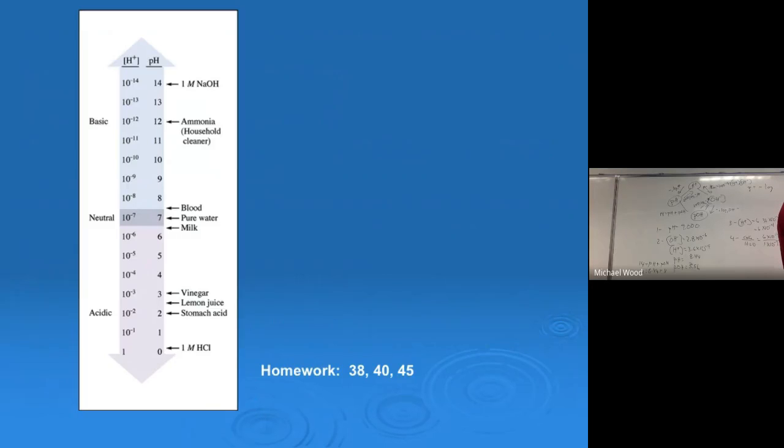Okay, and here's vinegar, lemon juice, stomach acid. Now we just talked about Coke. So again, things that we ingest, we eat or drink, those are acidic. But up here, ammonia, household cleaner, sodium hydroxide, again a cleaner, they are basic. And here's our 1 molar, so really not too concentrated, HCl.